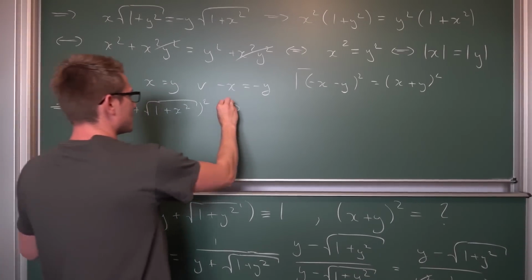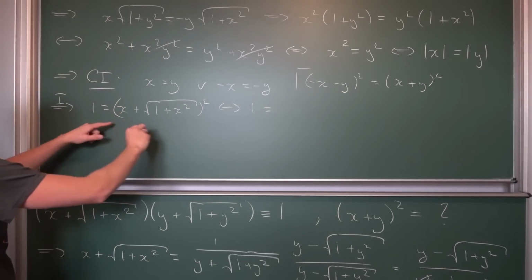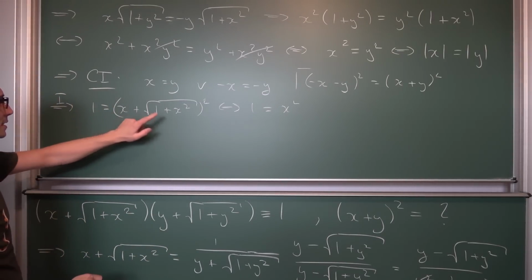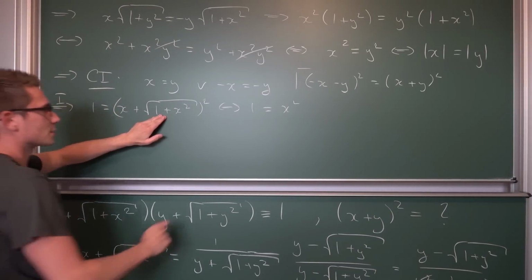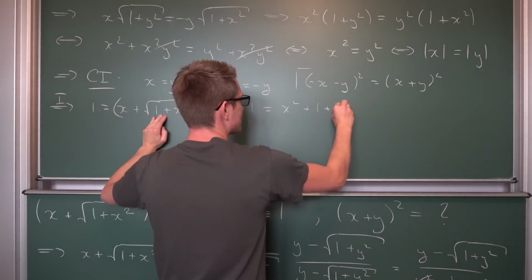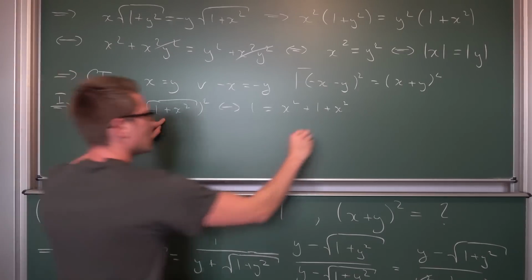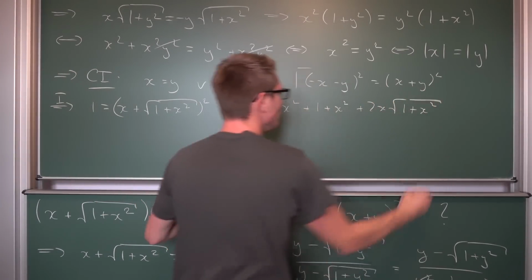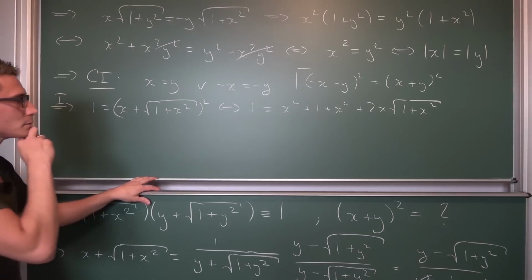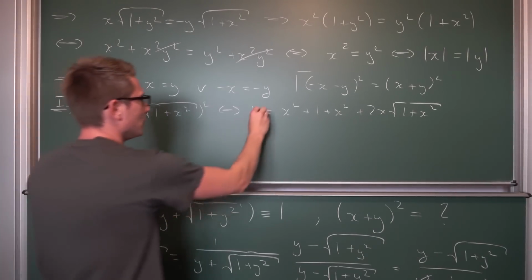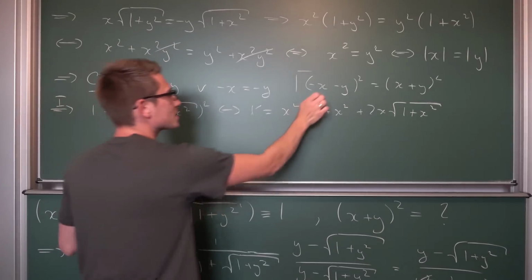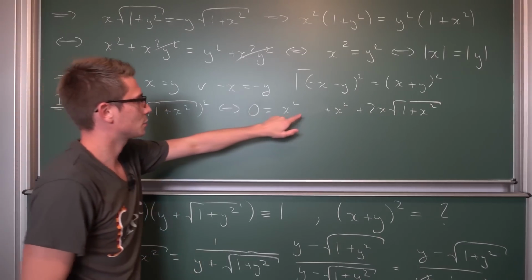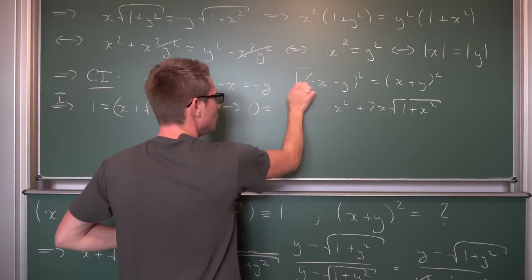Overall, that's equivalent to saying, I'm going to write everything out: 1 is equal to x², then plus this factor squared, which gives us plus 1 plus x², and then plus 2x√(1 + x²) overall. Oh yeah, 1 and 1 are going to cancel out on both sides, so this one right here is going to die. Then we are going to get 2x² overall.